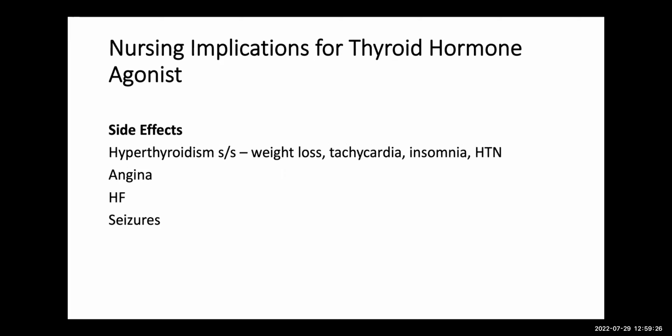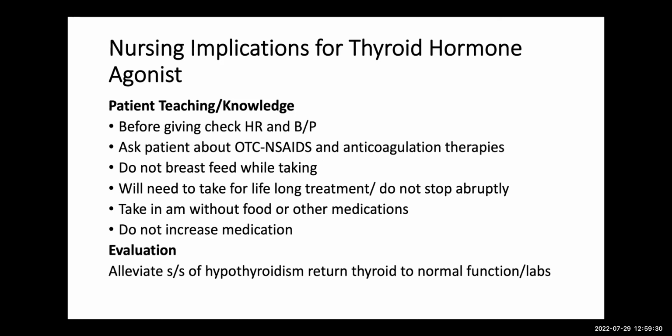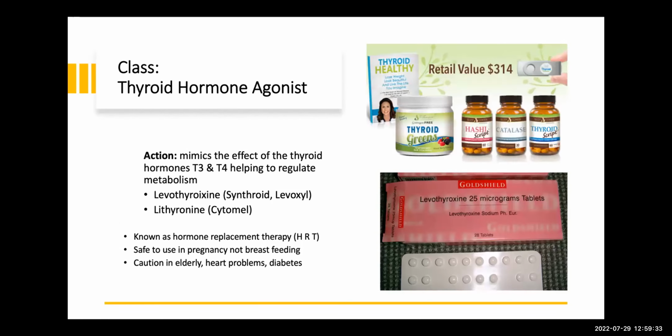Levothyroxine, also known as Synthroid. And the other med too is liothyronine, which is known as Cytomel. I don't see that one too often. Levothyroxine is the primary one. It has become a cheaper drug than it used to be. It used to be very expensive, but now that it's been out on the market for so many years, it's super cheap.